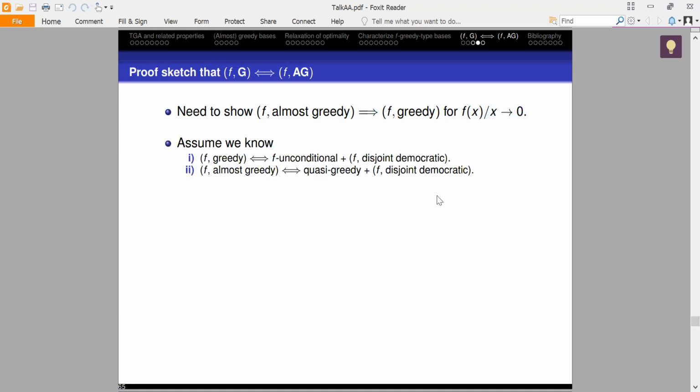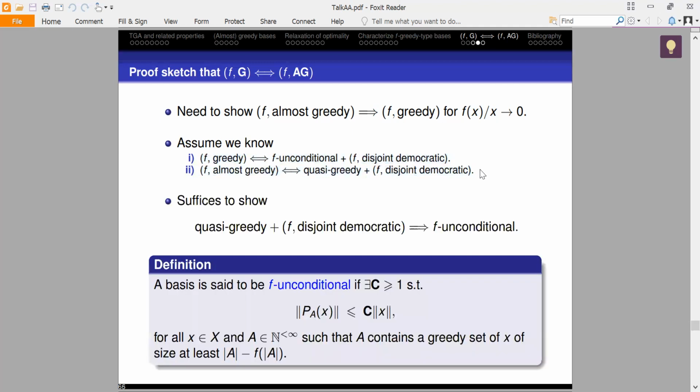Okay, assume that we know this result. This is a result that we proved earlier, but we're going to use it in the proof of the equivalence. Assume that we know these characterizations of F-greedy and F-almost greedy bases. Then, in order to prove this implication right here, given that we know this, it suffices to just prove this implication, right? Quasi-greedy plus F-disjoint democratic implies F-unconditional.